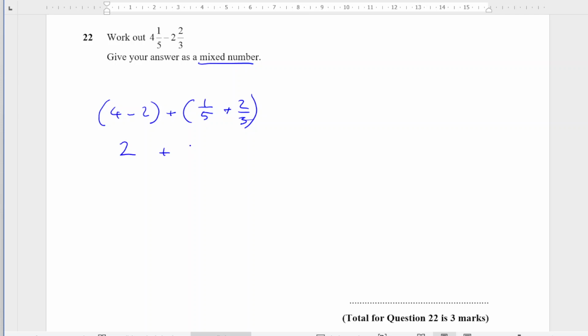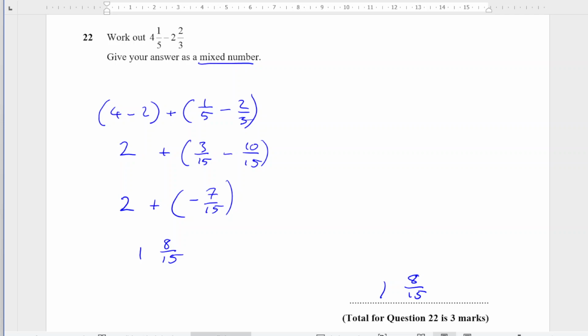And then to subtract these fractions, I need to put them over the denominator of 15. So I've times the first fraction by 3, so that's 3 over 15. And I've times the second fraction by 5, so that's 10 over 15. I'm supposed to have a subtraction in the middle there. And this is the slight trick. So we've got minus 7 over 15. So 2 minus 7 over 15 would become 1 and 8 over 15. And again, if you've converted them to improper fractions, put them over the same denominator, subtracted them, then converted them back, there's nothing wrong with that. That's just a slightly quicker version.